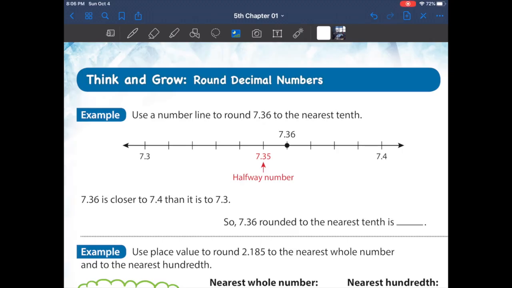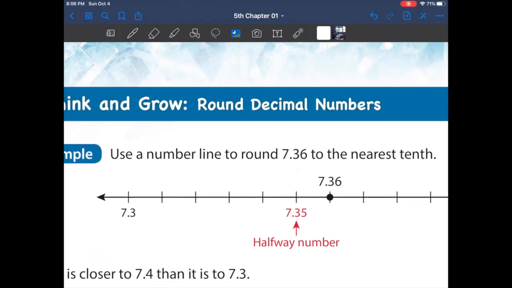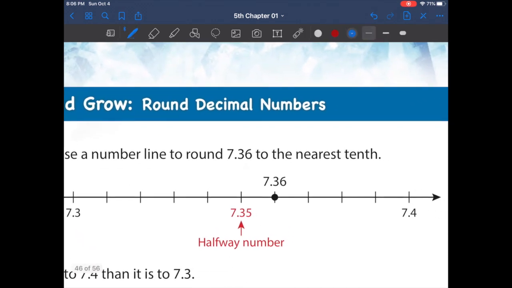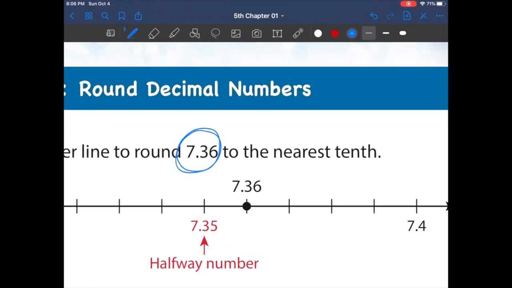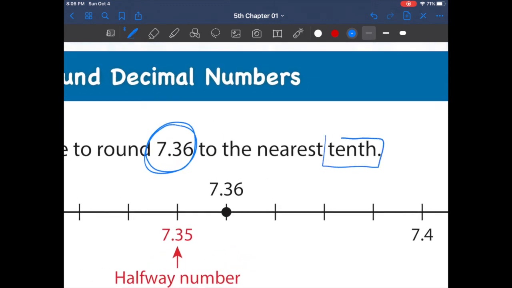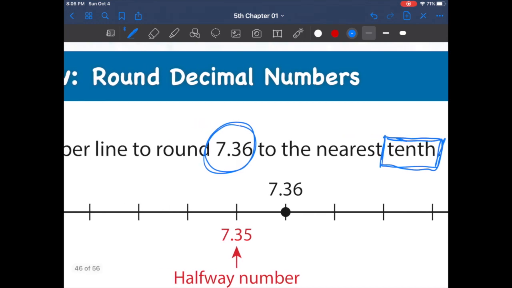In this section, we will be talking about rounding decimal numbers. Just like in the example we just did, we are going to try and solve this problem where it says use the number line to round 7.36 to the nearest tenth. Here are the two things that we need to know: the nearest tenth and 7.36.